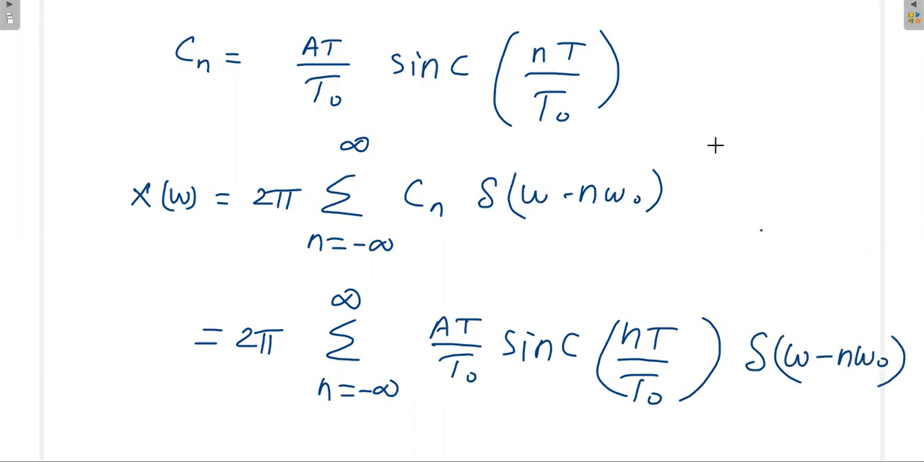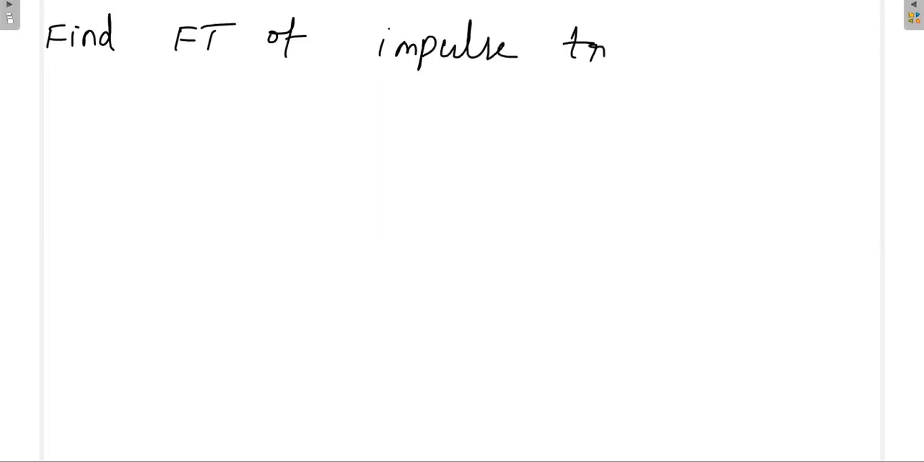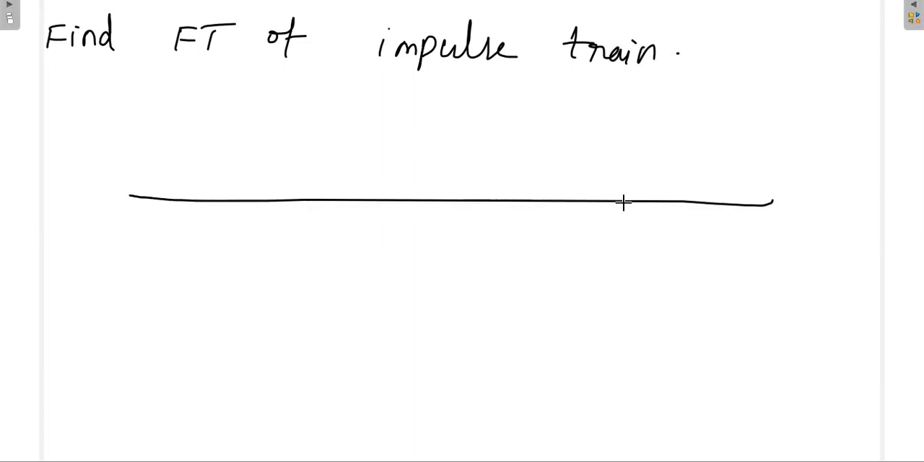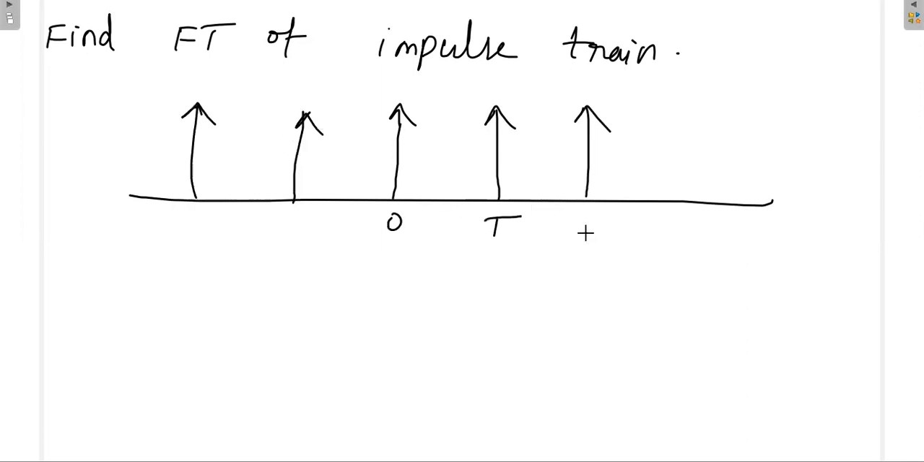Okay, the next question. Find the Fourier transform of the impulse train. This is the impulse train given: 0, plus T, 2T, minus T, minus 2T, and again it goes on. Then what is the Fourier transform for this one?